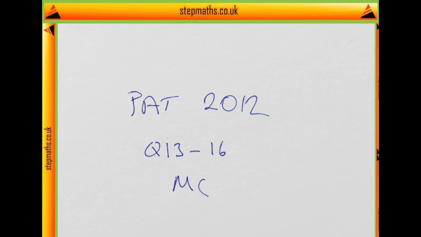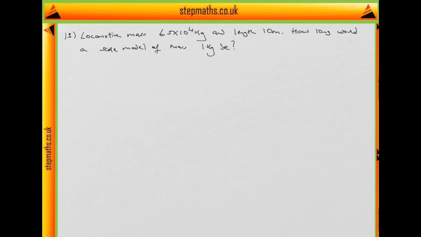Hi, today we're looking at PAT 2012 and going through questions 13 to 16. These are 4 of the multiple choice questions. So question 13 says that we have a locomotive of mass 6.5 times 10 to the 4 kilograms and of length 10 meters. I'm asked how long will a scale model be if it's of mass 1 kilogram.